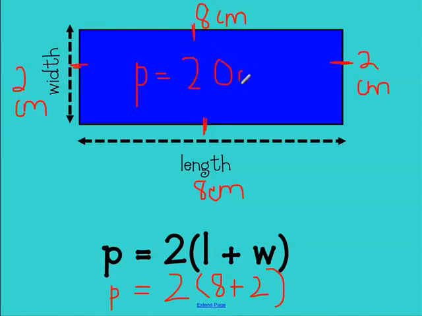Like I said, it doesn't matter which formula you use. I want you to use whichever one you're more comfortable with. So if it makes more sense to you to add all 4 sides together, that's fine. If you want a little bit of a shortcut and you want to add 2 sides and multiply it by 2, that's fine too. Please write down the second formula in your notes.